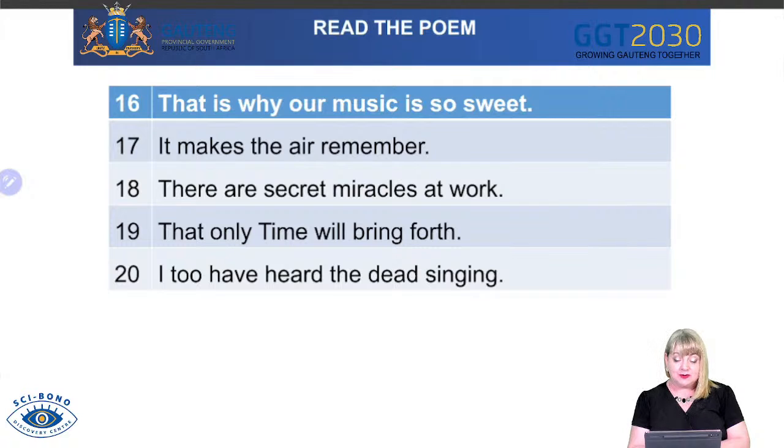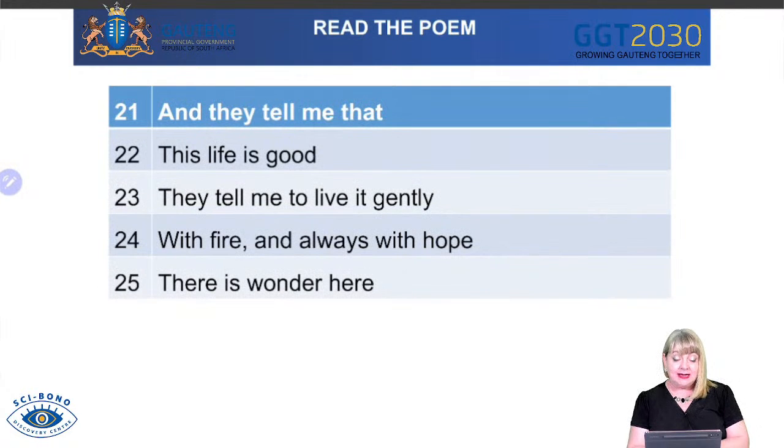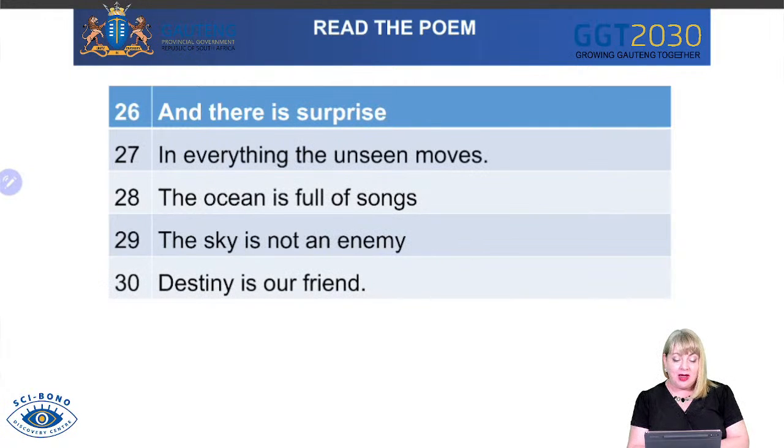That is why our music is so sweet. It makes the air remember. There are secret miracles at work that only time will bring forth. I, too, have heard the dead singing, and they tell me that this life is good. They tell me to live it gently, with fire, and always with hope. There is wonder here, and there is surprise in everything. The unseen moves. The ocean is full of songs. The sky is not an enemy.